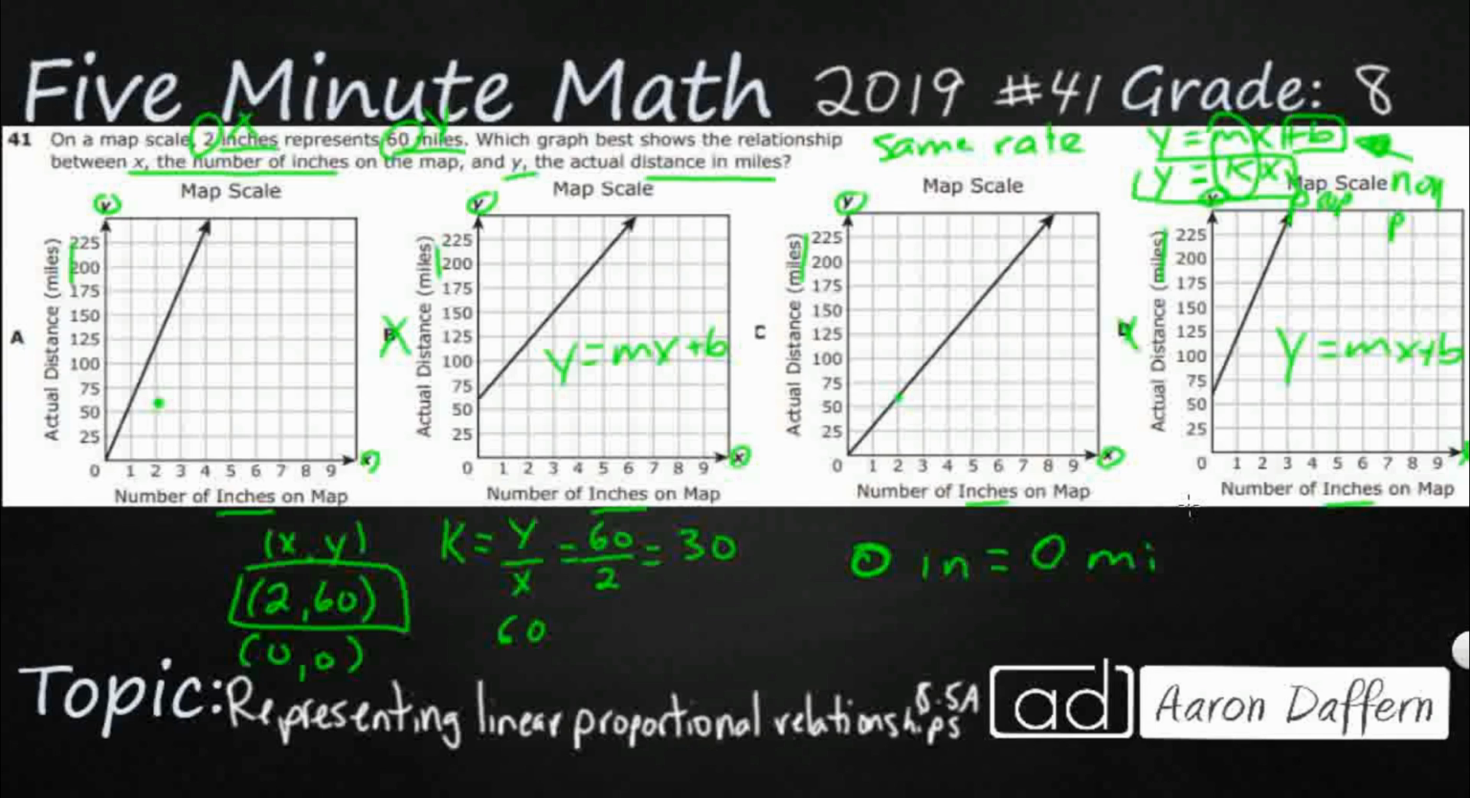All right, so since it's proportional, what if I double it? So let's see, 120 over 4. Yeah, it looks like it goes right through there. All right, so looks like my answer here is going to be C.